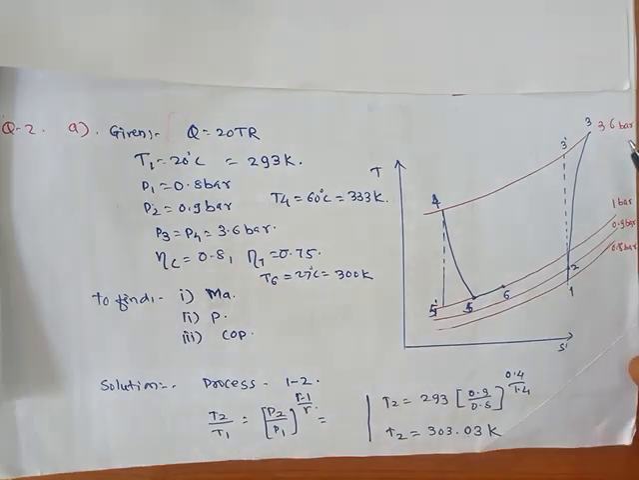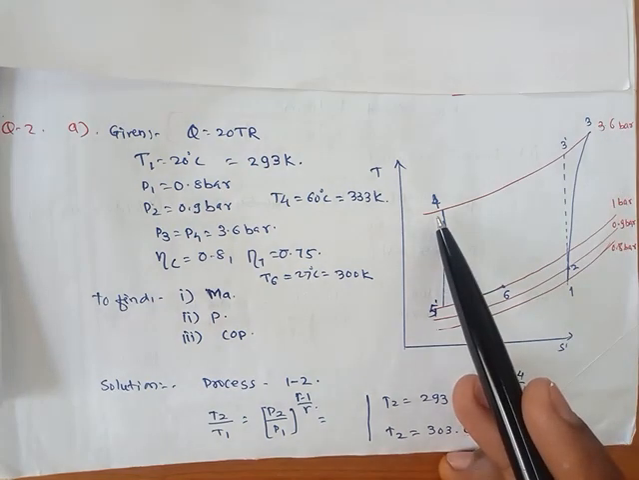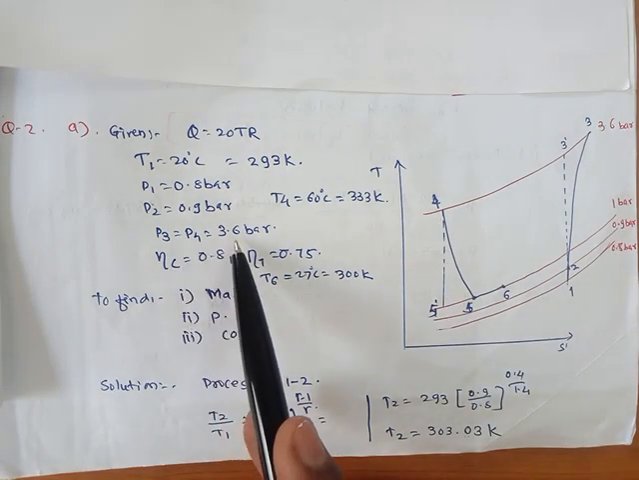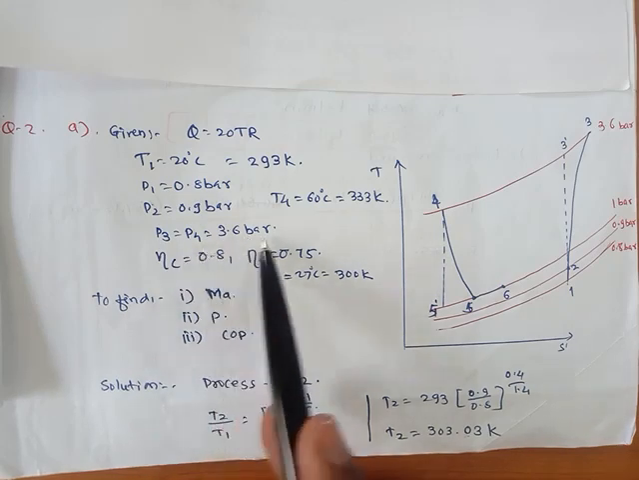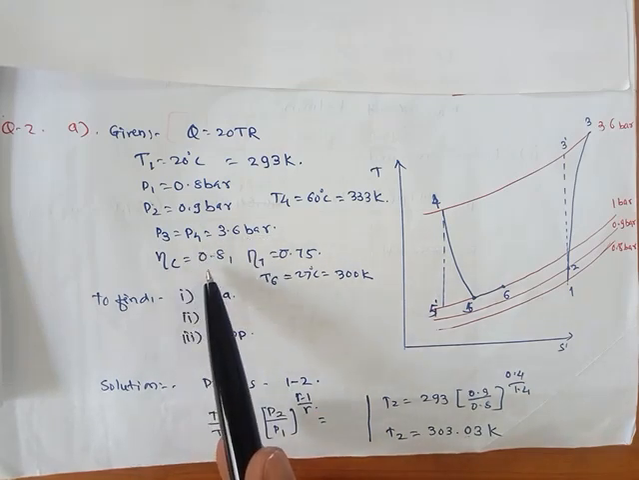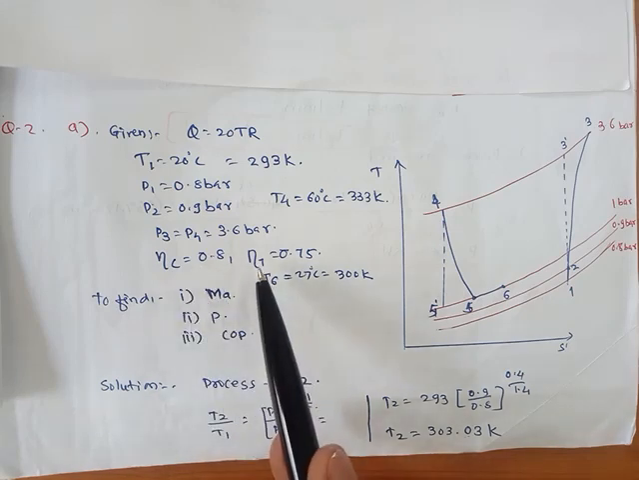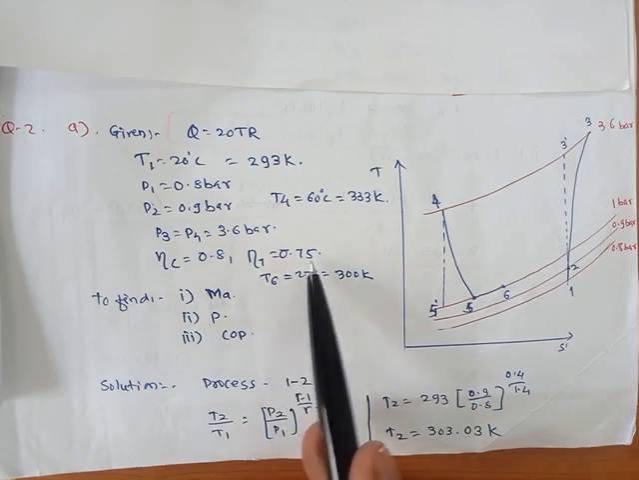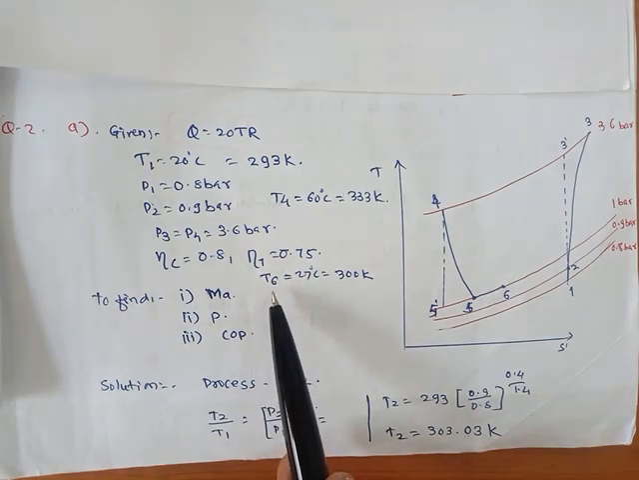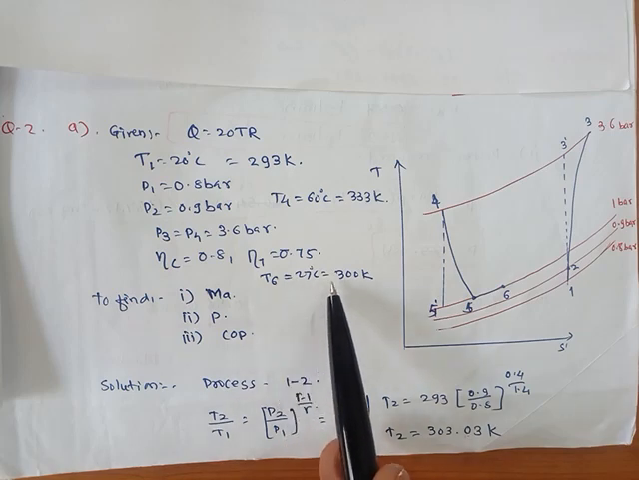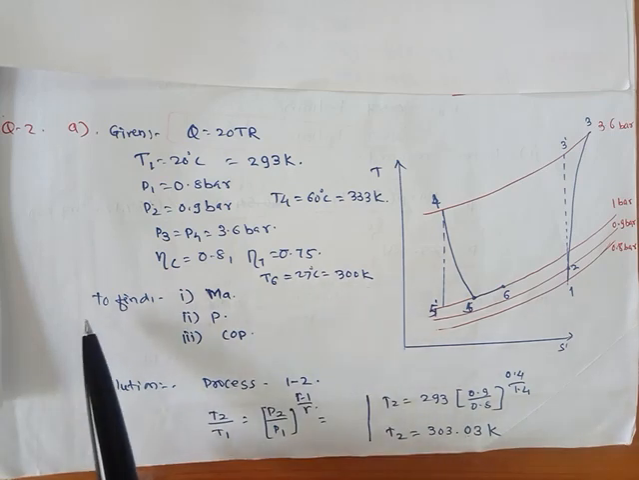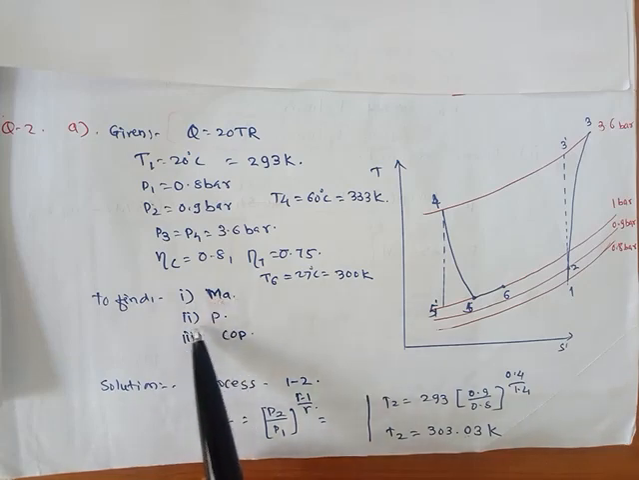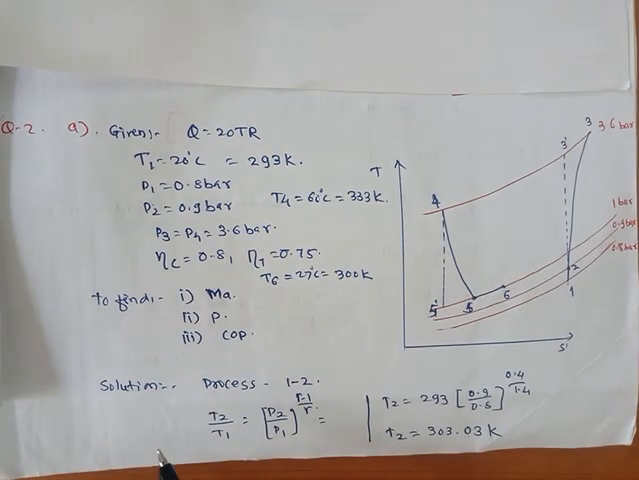Then there is no pressure loss in the heat exchanger, that means P3 is equal to P4 is equal to 3.6 bar. So this is compressor outlet pressure. We have given compressor efficiency equal to 0.8, that means 80%, and turbine efficiency 75%. So the efficiency eta T is equal to 0.75, and the cabin outlet temperature T6 is equal to 27 degrees Celsius, equal to 300 Kelvin. We have to find out mass flow rate of air, then power delivered to the compressor, and third COP of refrigeration system. Okay, so we will solve this.